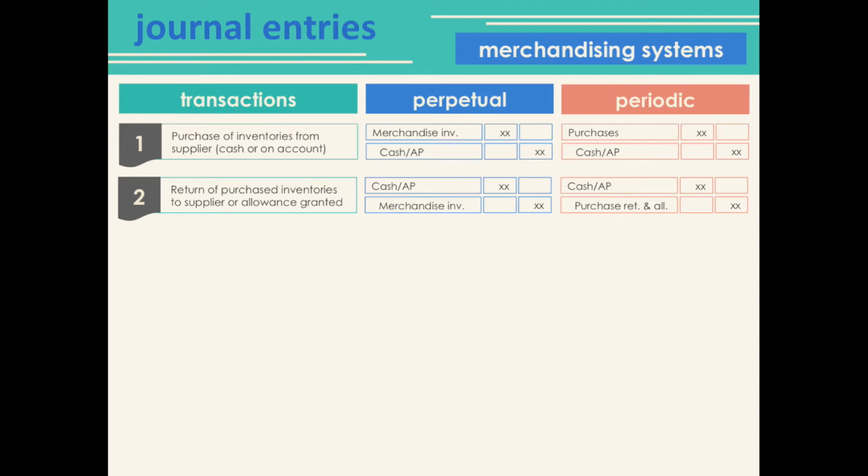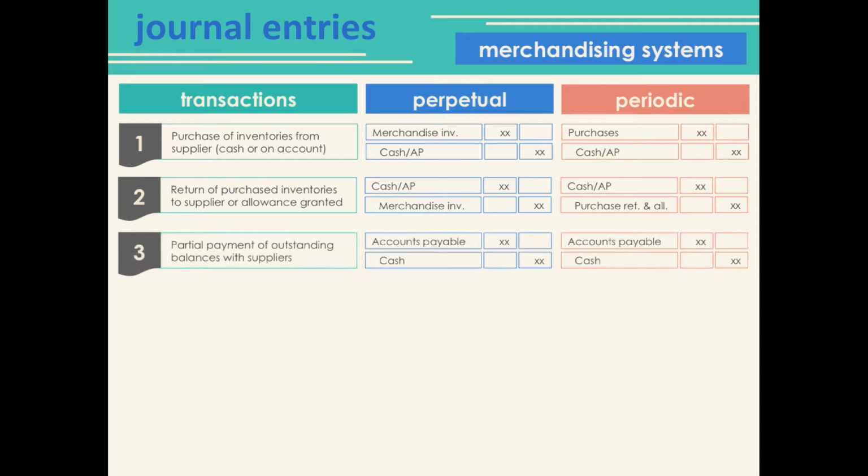Two, return of purchased inventories to supplier or the granting of allowance. Since this is a decline in the cost of inventory, an asset, we credit merchandise inventory under the perpetual system and debit accounts payable or cash if there is a cash refund. It's the same for the periodic system, only again we use a more specific account for this transaction. We use purchase returns and allowances instead of merchandise inventory.